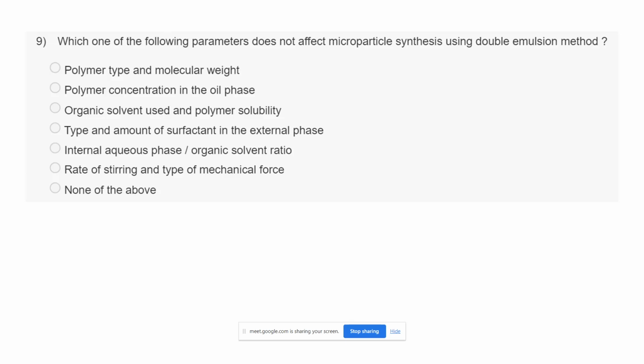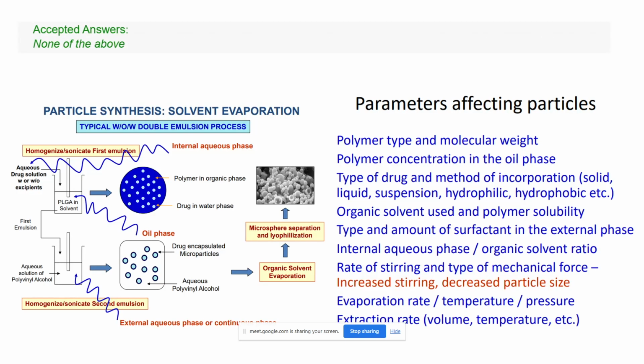Okay, you guys are all correct. It is none of the above. So this is basically how a double emulsion particle is formed. First, it can be a water, oil, water double emulsion process. So in this, PLGA or the polymer is in solvent first, and then aqueous drug solution with water is then poured into the PLGA in the solvent.